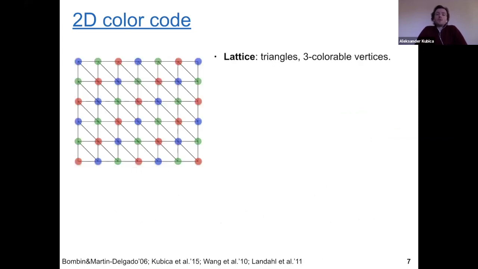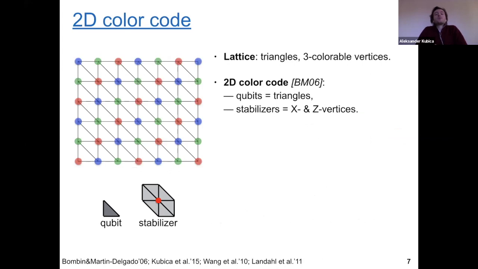So now let's switch gears and let's talk about the 2D color code. First, we need to describe the lattice. We require that the lattice is composed of triangles, and the vertices of the lattice are 3-colorable. And then we can define the 2D color code by placing qubits on the triangles of the lattice and identifying stabilizers with the vertices of the lattice. Namely, for each vertex, we will have an X-type stabilizer and a Z-type stabilizer supported on all neighboring qubits.